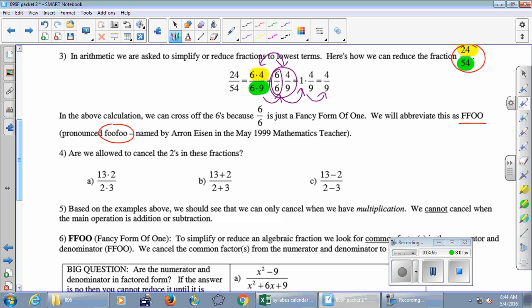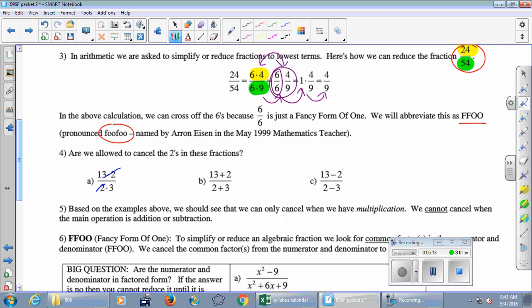Yes, because you see multiplication, and in your mind, you could run through the same process we just did. You could pull the 2 over 2 off of the fraction, and 2 over 2 is just a, it's fun to say, foo-foo. So we can just cross it off. So the answer to this one is just 13 over 3.